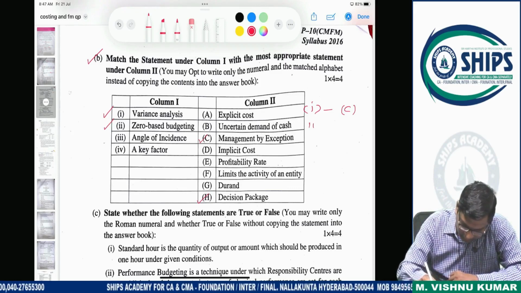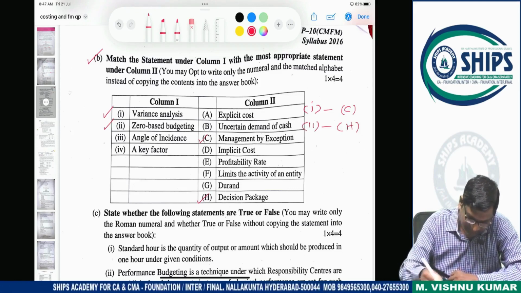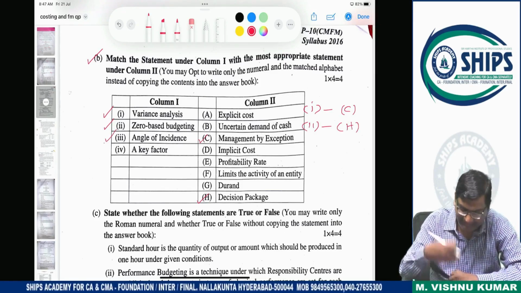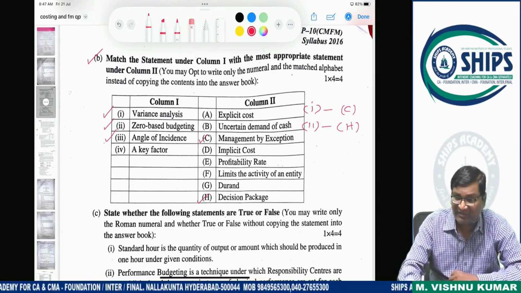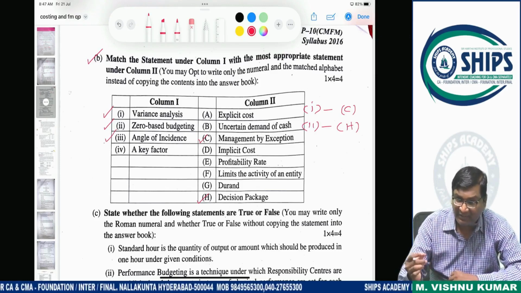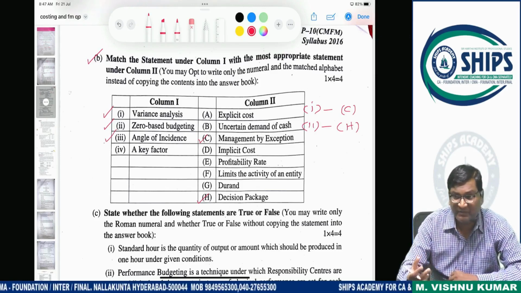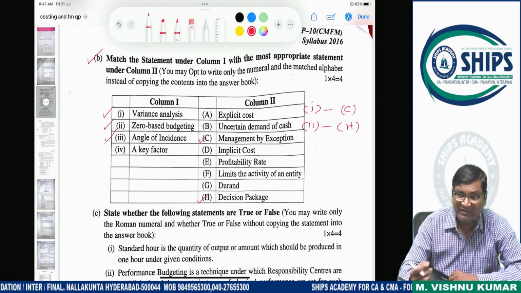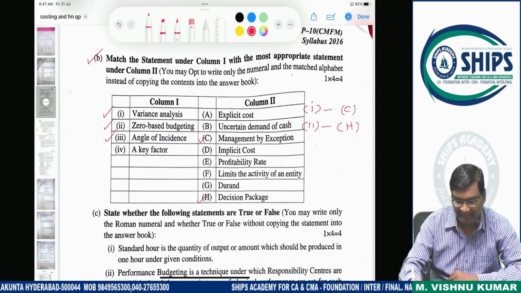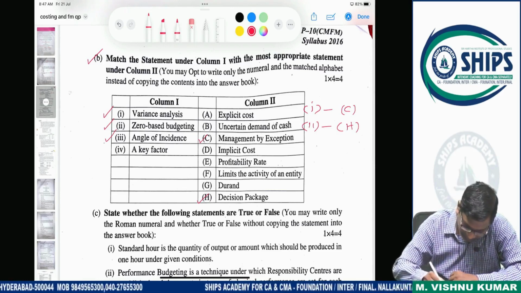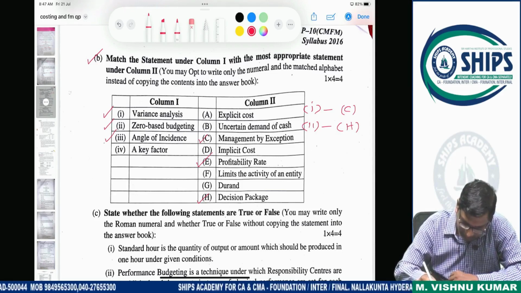Okay. So for the second question, the correct match is H. Now, angle of incidence, already covered in your question number 5 of 1A. Key: low angle of incidence, low profitability. Larger angle of incidence, high profitability. So this is a representation of profitability rate. It is already given in the question. Profitability rate. Yes, sir.